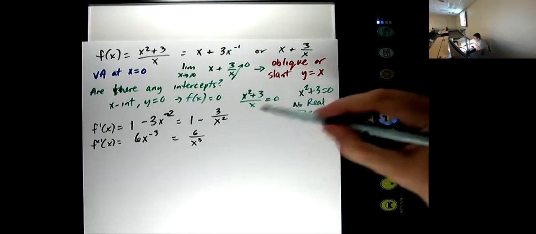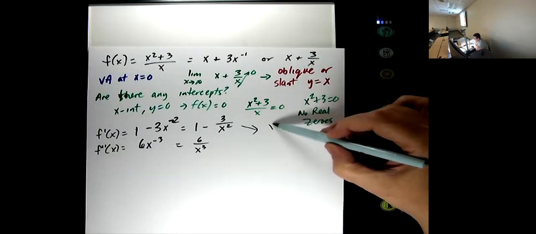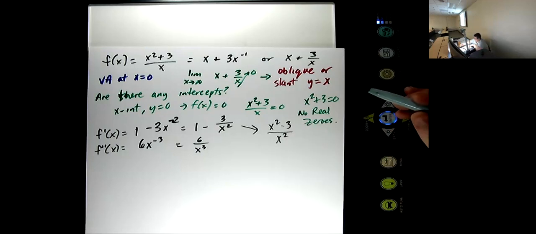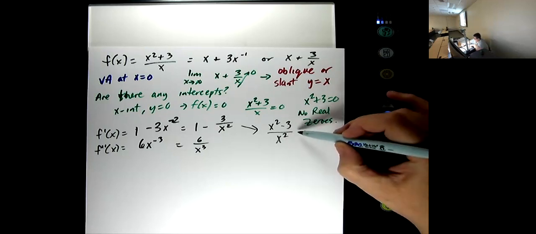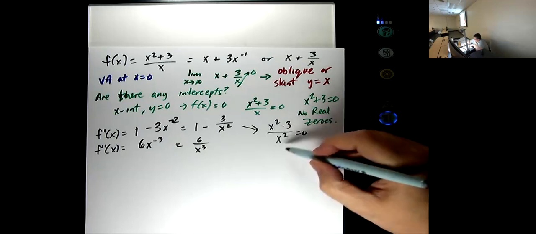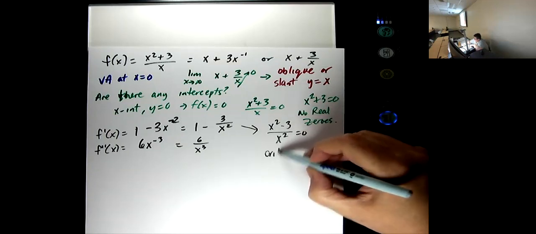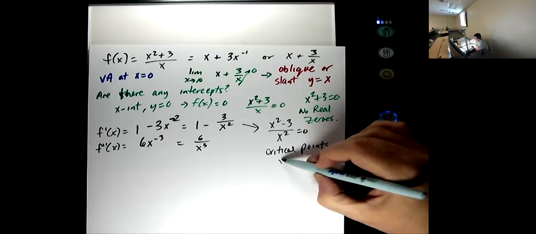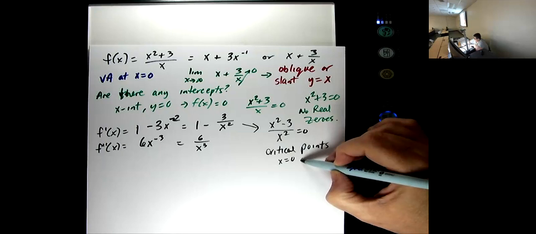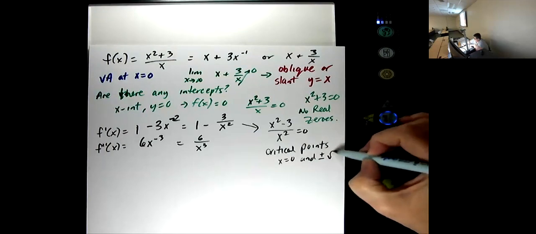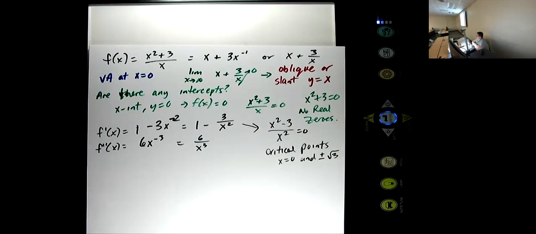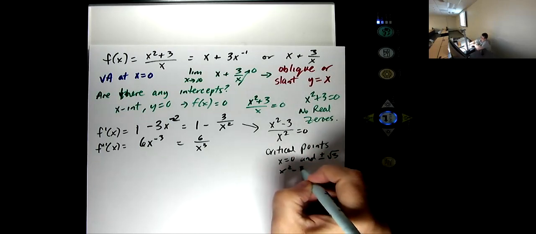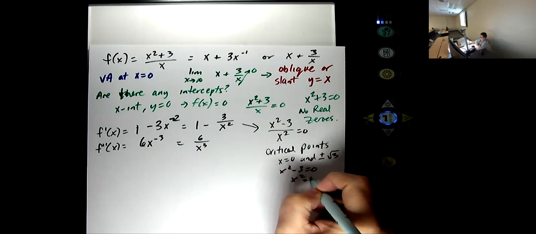Let's see, if I get a common denominator here, I have (x squared minus 3) over x squared, and I want to know where this equals 0. So we have to check around where our critical points are: 0 and plus or minus root 3. x squared minus 3 equals 0, x squared equals 3. Solving those.